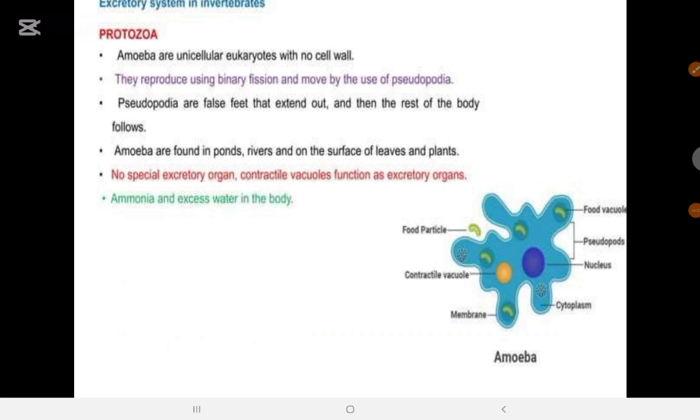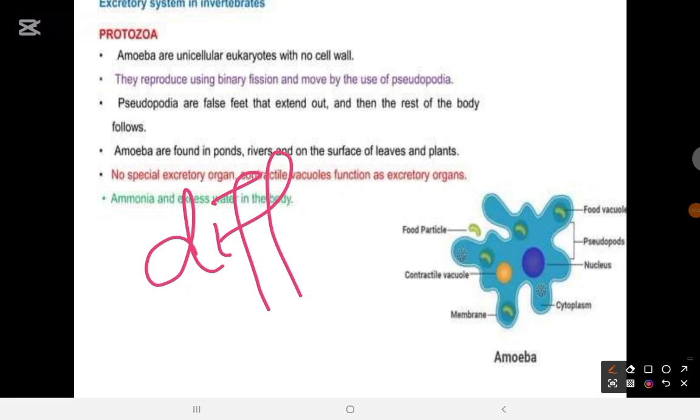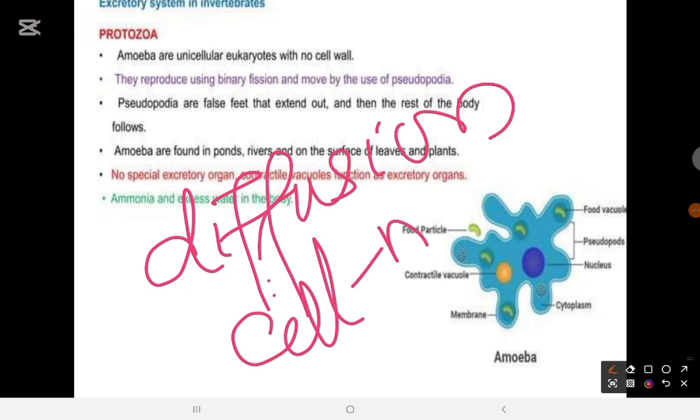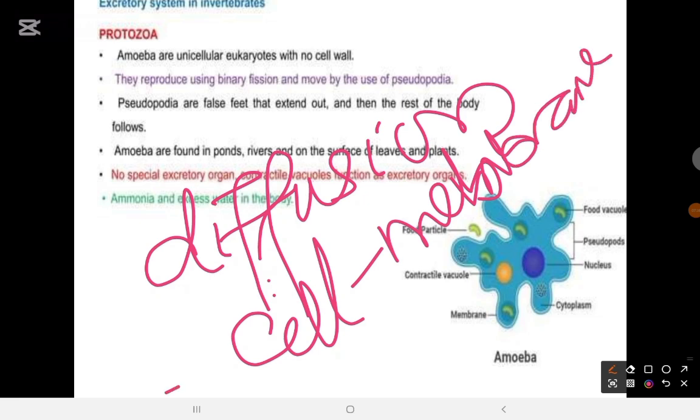So amoeba, unicellular eukaryotes, like I already said, have no cell wall. Okay, so they don't need special excretory organs. The way amoeba, for example, gets rid of its waste is mainly by diffusion through its cell membrane. Is that okay? Diffusion through its body surface or cell membrane. Remember, animals do not have cell wall, so they get rid of waste by diffusion.